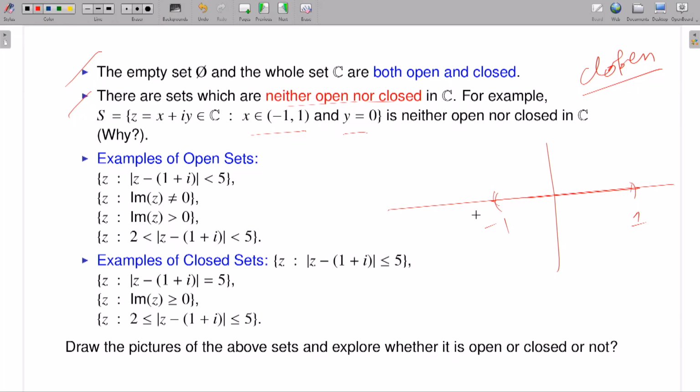I am saying that, for example, the origin is a point in that set because x is 0 and y is 0. So this is my point. I am saying that this is not an interior point. Why? Because, what is the definition of interior point?